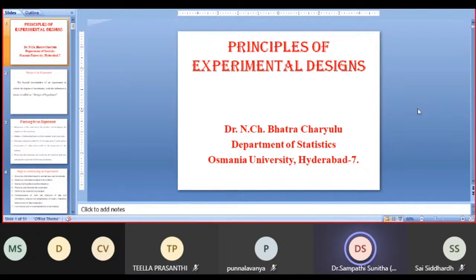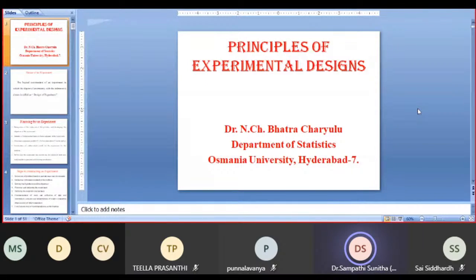If the error is more, then 60% or 70% you are not in a position to explain. Then what is the use of conducting the experiment? There is no use. That's why this SE square must be very small, and explained variation must be maximum.